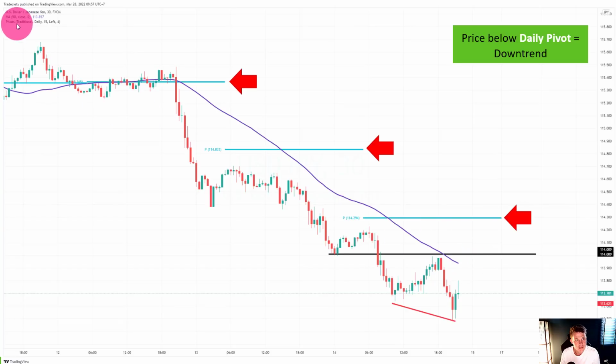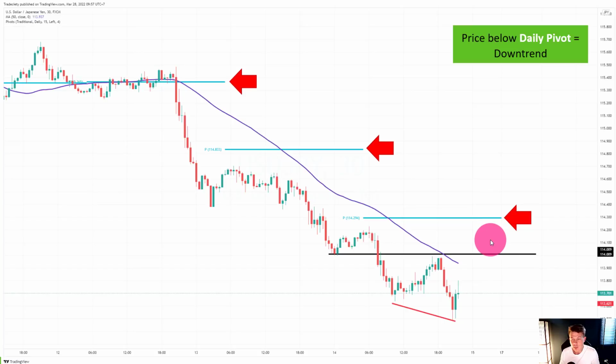We also add our daily pivot points. In a downtrend, you want to see that the price is below the daily pivot point. As long as this is the case, we don't even have to worry about should we go long, because that's out of the question. If the market is below the daily pivot point, don't even think about going long. And so we have a very interesting cluster here. We have the pivot, the moving average, and also our flip zone. And as long as the market is not able to get above this, we have no business in being long.